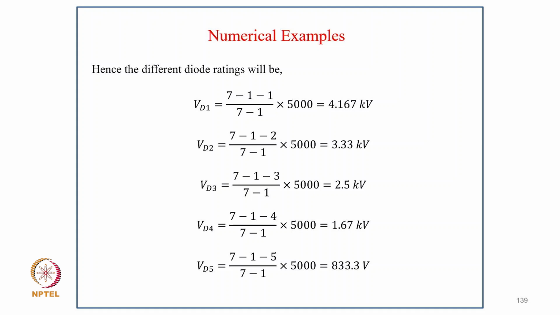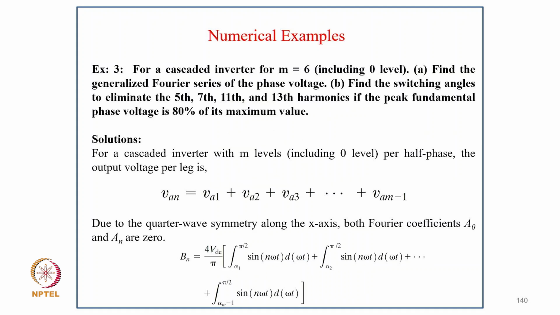The diode ratings will be Vd1 equal to, putting in the values, 4.17 kV, Vd2 equal to 3.33 kV, Vd3 comes to 2.5 kV, Vd4 comes to 1.67 kV, and Vd5 comes to 833.3 volts. Now coming to example 3: for a cascaded inverter with M equal to 6 including the 0 level, find the generalized Fourier series of the phase voltage, and find the switching angles to eliminate the 5th, 7th, 11th and 13th harmonics if the peak fundamental voltage is 80% of its maximum value.